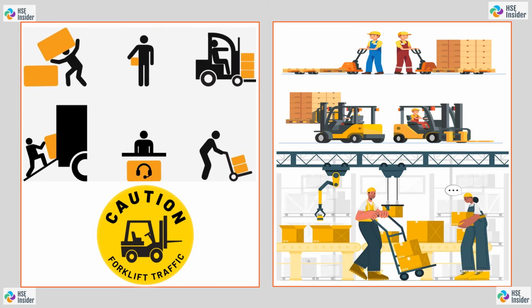Then, personal protective equipment for material handling. Wearing the right personal protective equipment, PPE, is a fundamental part of material handling safety. Gloves: use gloves to protect your hands from sharp edges and splinters. Steel toe boots, safety shoes: wear steel toe boots to prevent foot injuries from falling objects. And helmets: wear hard hats in areas where there is a risk of falling materials and striking against objects.